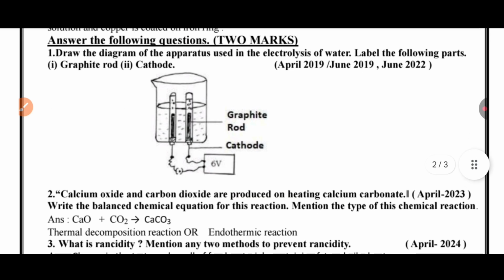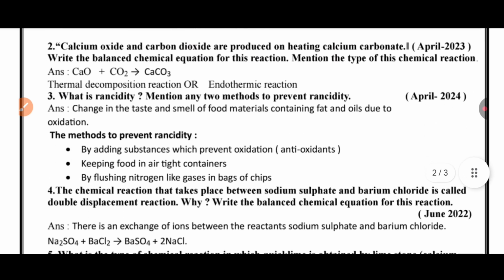Next questions are 2 marks questions. Draw the diagram of apparatus used in the electrolysis of water. Label the following parts: graphite rod and cathode. Next question. Calcium oxide and carbon dioxide are produced on heating calcium carbonate. Write the balanced chemical equation for this reaction. Mention the type of the chemical reaction.